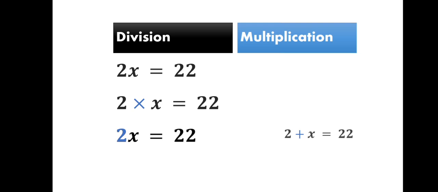So that is what I want you to understand. I will repeat: the bond between 2 and x in 2x is multiplication, and the coefficient of 2x is 2. So we have to consider that.